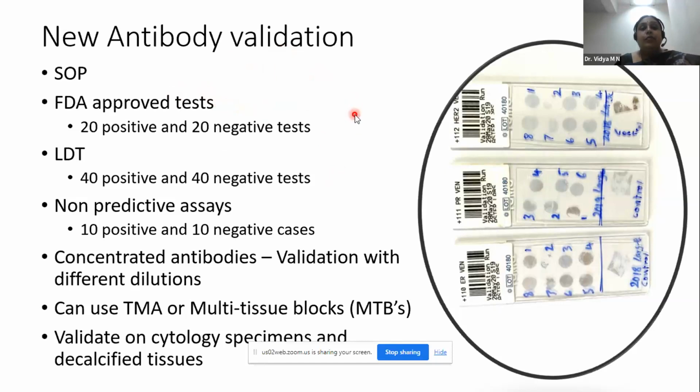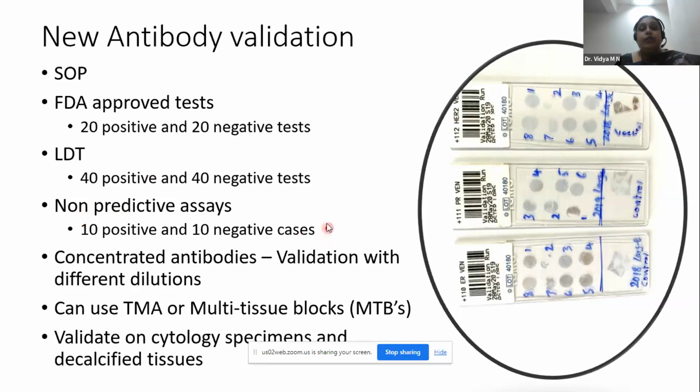When it is an FDA approved test, you're basically verifying. On an LDT, you're actually doing a complete validation. For your non-predictive assays, the generally ideal recommendation is something like 40 positive or 40 negative, but it may not always be possible.